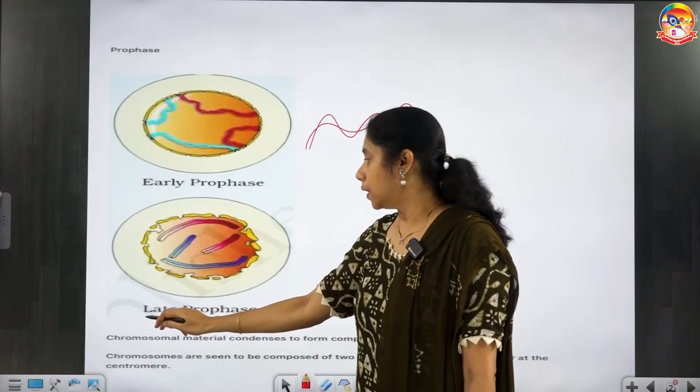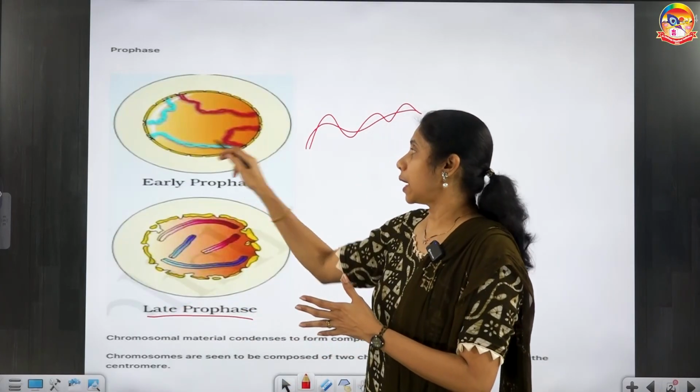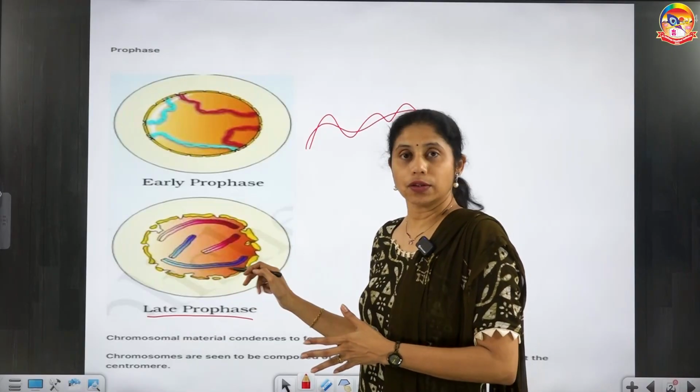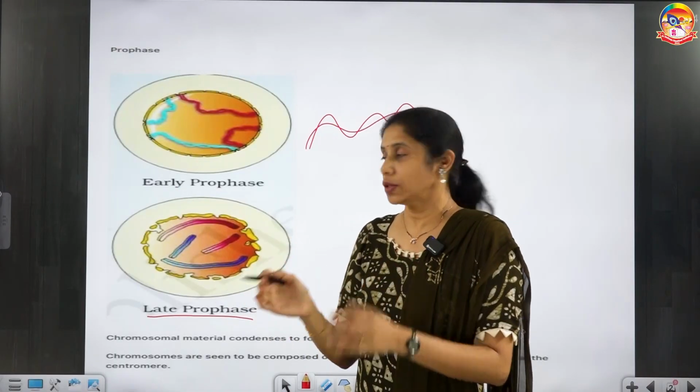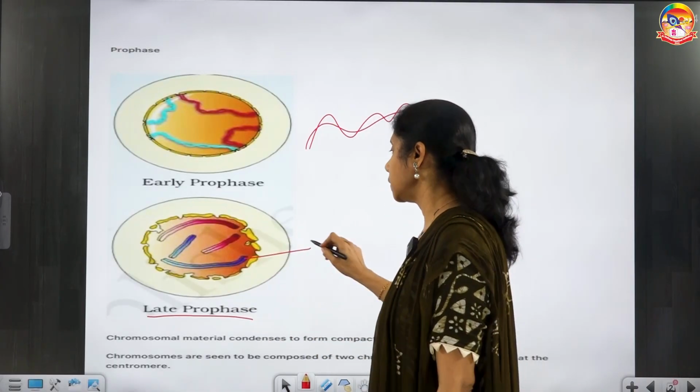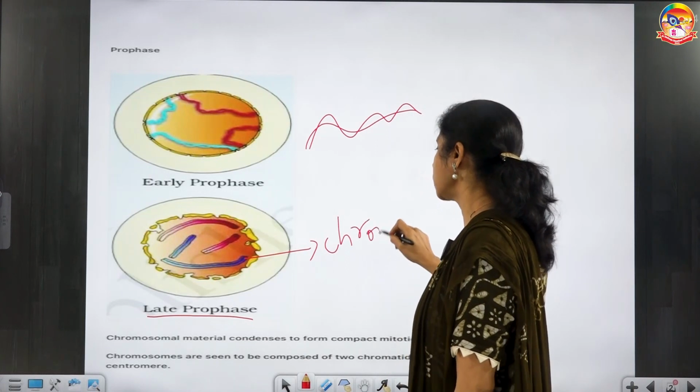You can see here, this is the late prophase, where this type of chromatin has organized and become compact structures. They are called chromosomes. These are now called chromosomes.